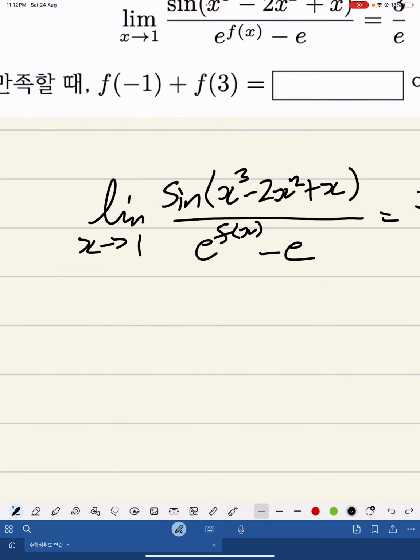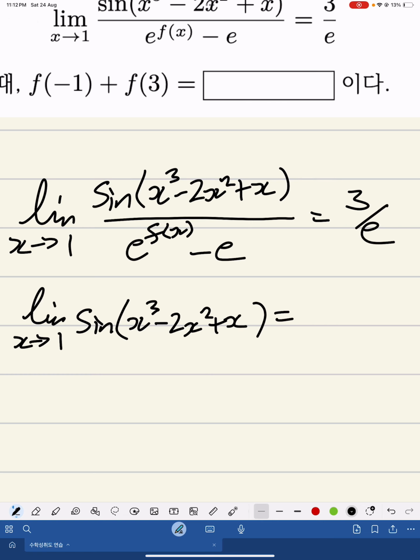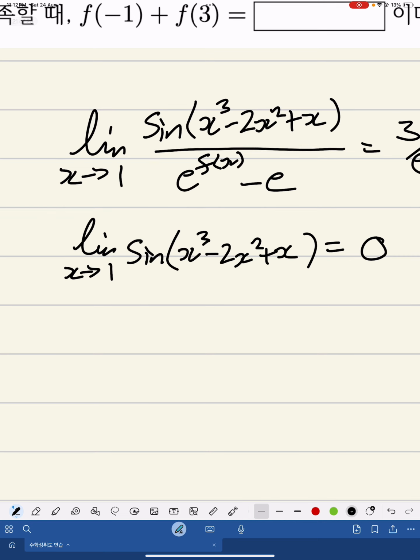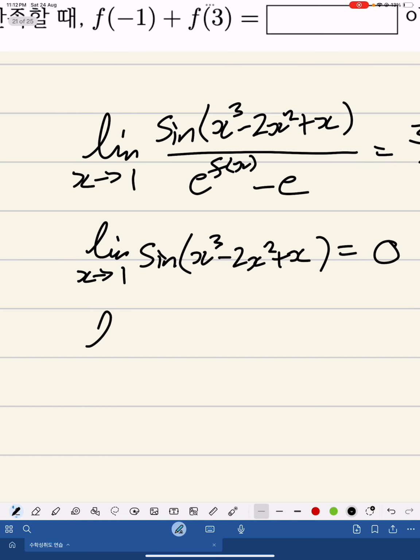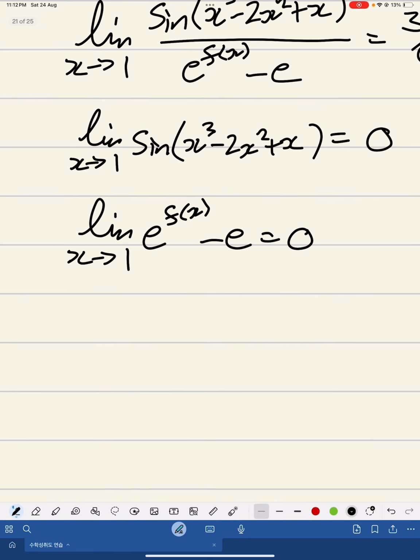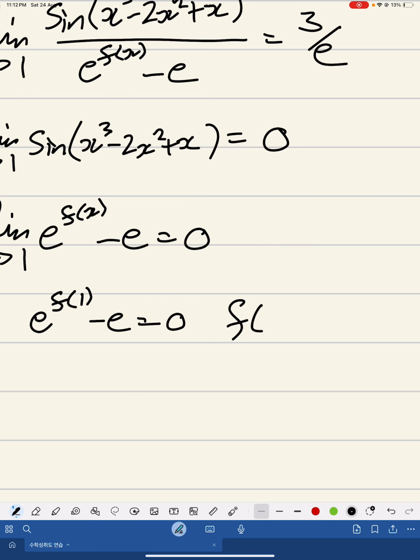So if you input 1 for x in only the numerator, the limit as x approaches 1 of sine of (x cubed minus 2x squared plus x), we see that this approaches 0. Because as x approaches 1, that would be sine of (1 minus 2 plus 1), sine of 0, and we know that sine of 0 is 0. Therefore, because the numerator is 0 and the limit still exists, the denominator must also be 0. Therefore, the limit as x approaches 1 of e to the f(x) minus e must also be 0. By this, we get e to the f(1) minus e equals 0. Therefore, we deduce that f(1) equals 1.